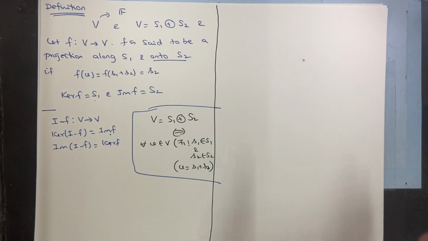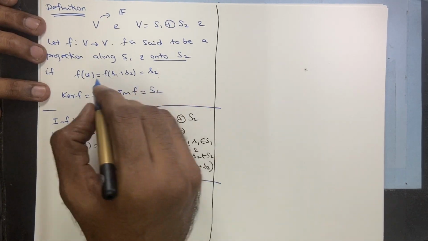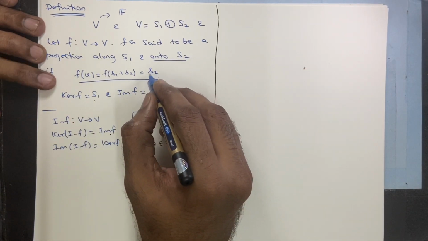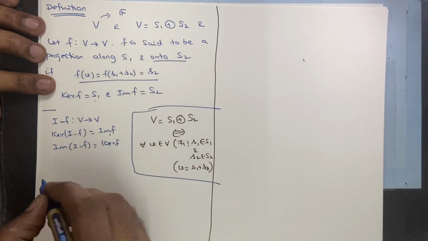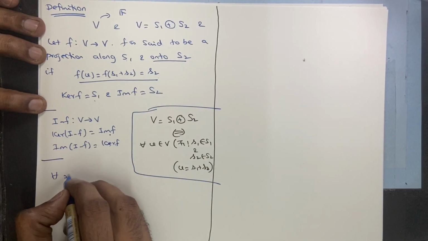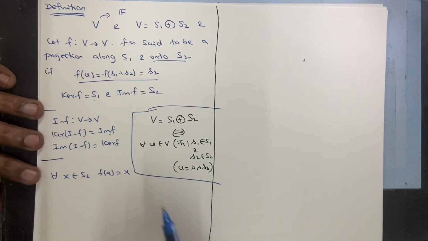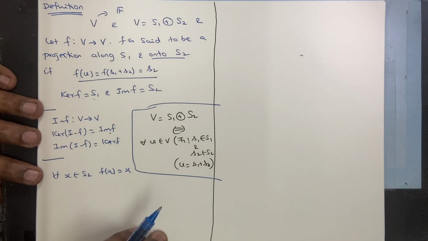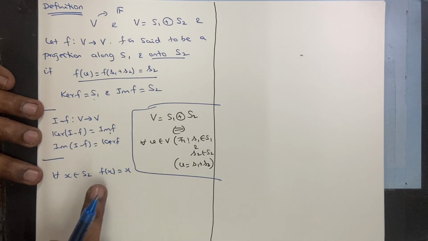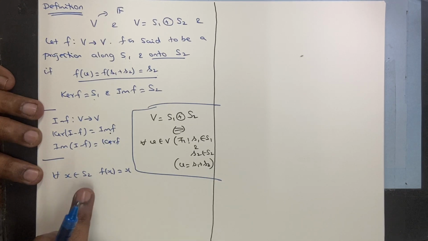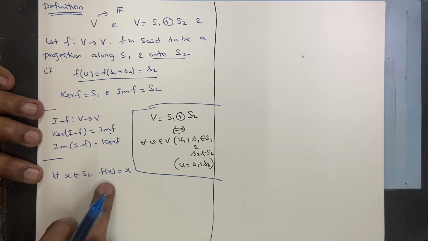So this is the definition of projections. We have trivial projections, the identity map and the zero map, and we also have a lot of non-trivial projections. Another thing to observe is that by definition it fixes every element of S2. That means for all x in S2, f of x is x. That is a very important observation, and it will be very helpful to check whether a given linear map is a projection or not.